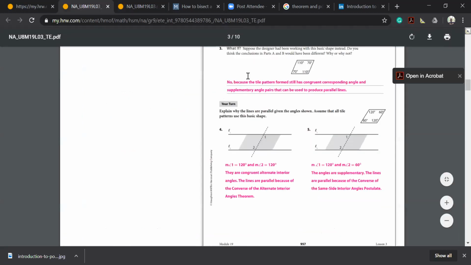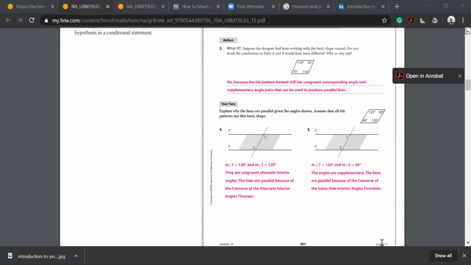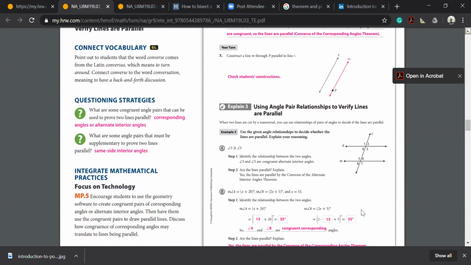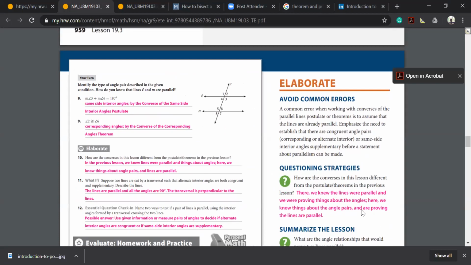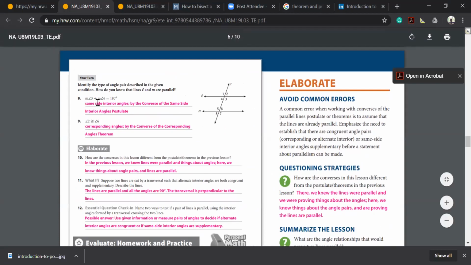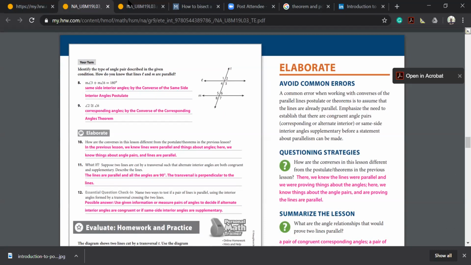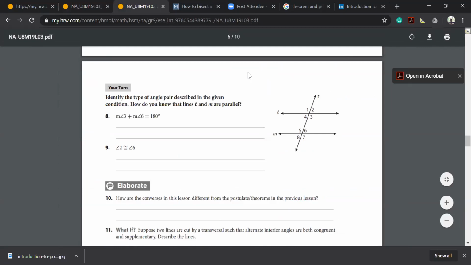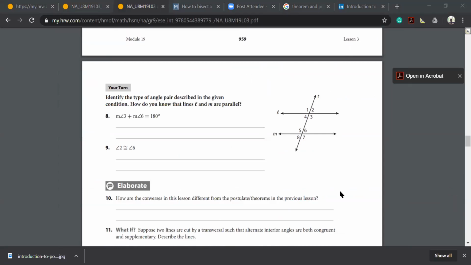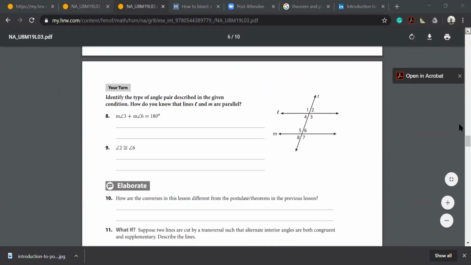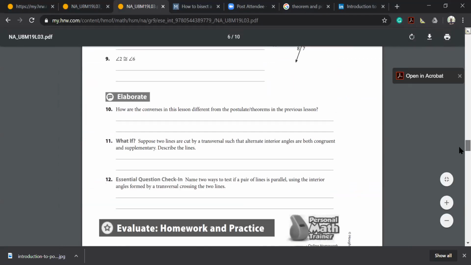And then let's see the answers. In here, yes. First of all, he told you this is a same side interior angle, by the converse of the same side interior angle postulate. And then here, those were corresponding angles, so using the converse of the corresponding angle theorem. Okay, okay. Let's check together as well the evaluate section, the problem that was left for you in the evaluate section.